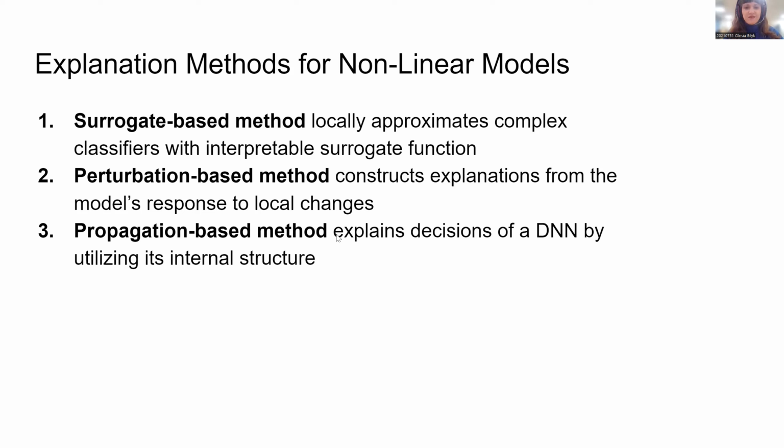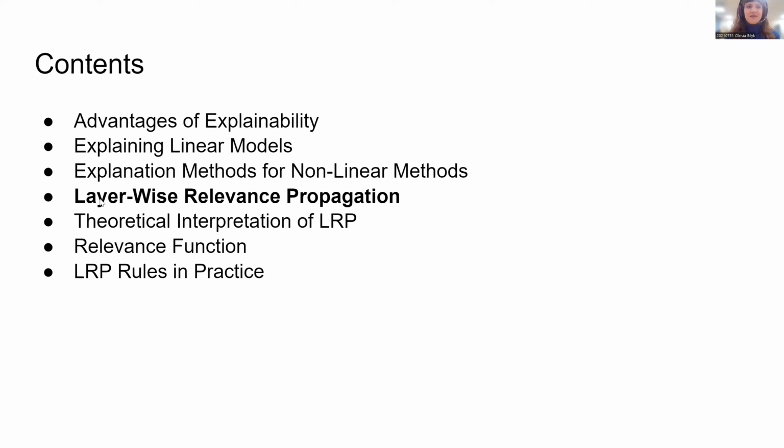The last, propagation-based method, explains the decisions of neural networks utilizing the internal structure of the model. It runs a purpose-designed backward pass in the network, and therefore, unlike surrogate-based method, it does not require sampling. It seems promising, so most of the recent work in the area considers this type of method. One of the most common types of propagation-based method is Layerwise relevance propagation, which is the main topic of today's talk.